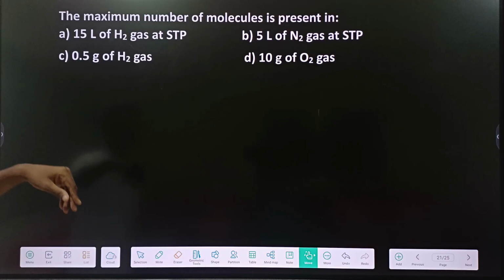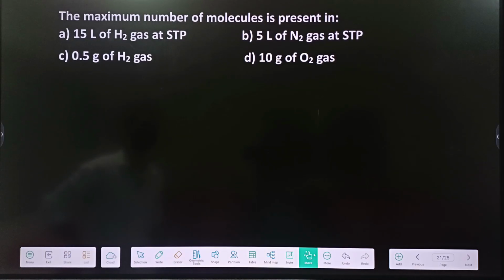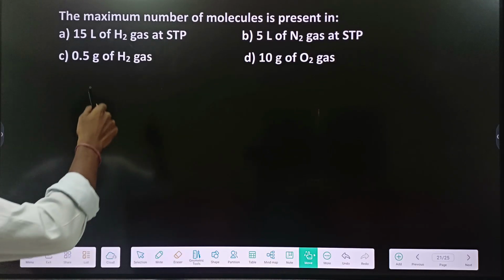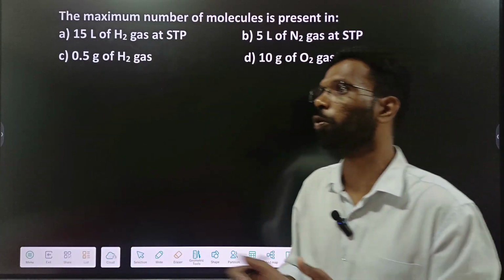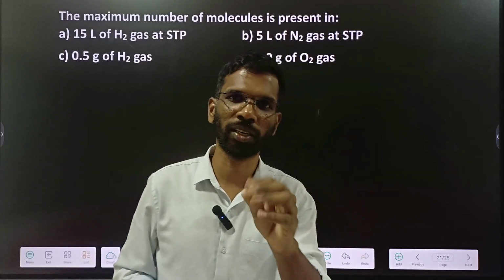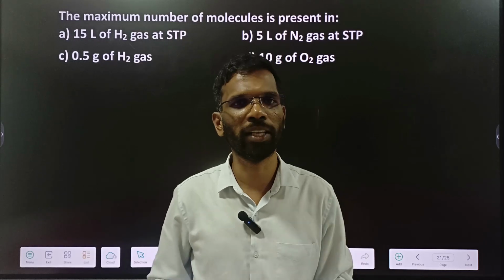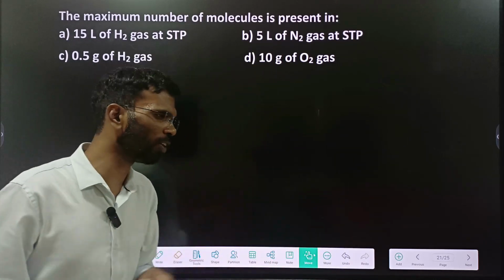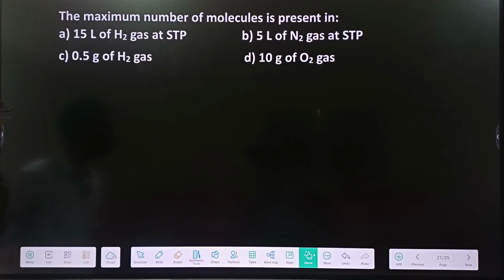Over here volumes are also given, at STP. Here also it is mentioned at STP. You may have a question: if the condition is not mentioned at STP, what shall we do? If it is not mentioned, they should at least mention the temperature and pressure, and you will use the ideal gas equation to find the volume. That is a different thing, someday I'll teach you about it. Don't worry.